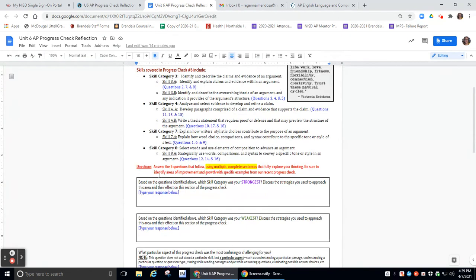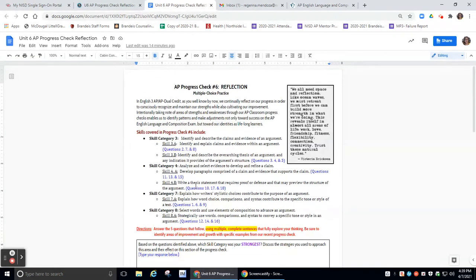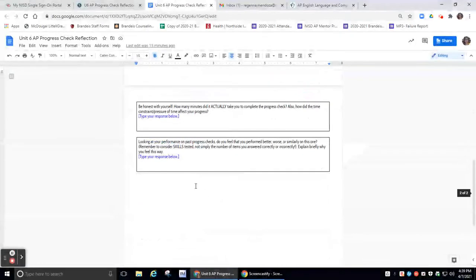Please make sure that you remember that you need multiple complete sentences that fully explore your thinking. If you keep telling me that you're doing the same thing, you're not answering this. It says be sure to identify areas of improvement and growth with specific examples from your progress check. Simply giving me overviews about what you always have struggled with is not responding in a way that you need to on each of these questions.